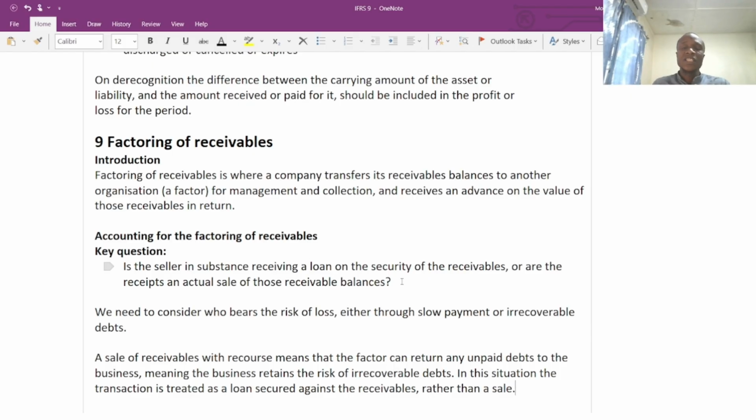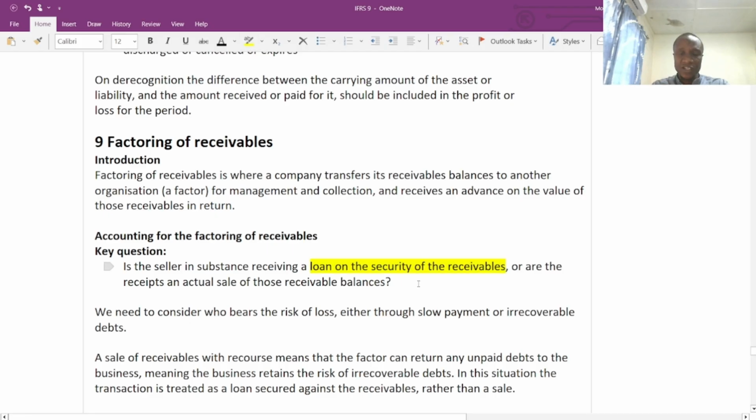If the receivables did not pay their balances, the company will have to recognize the provision, the bad debt, and it will make a provision for bad debt. So the expense that we are going to recognize as bad debt, the provision that we are going to make, will still be with the company that owns the receivable. If that is the case, it means the amount we are going to receive from the factor we are going to treat as a loan that will be secured against the receivable balance.